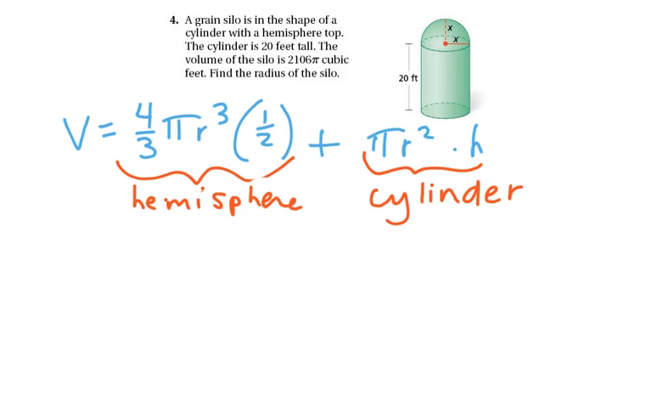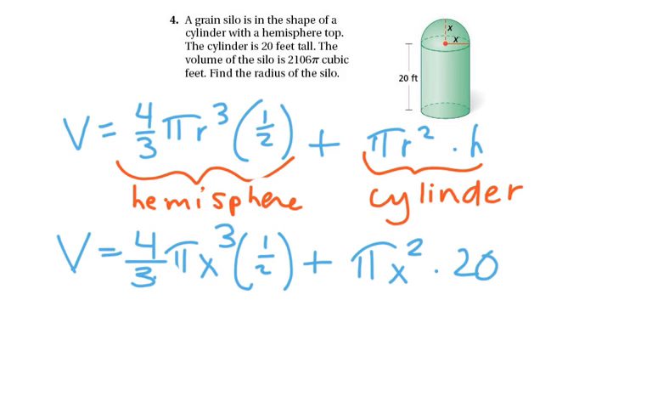Okay, so this problem is telling you that the volume of this silo, which is a hemisphere and a cylinder, is 2,106 pi cubic feet. Just find the radius of the silo, which they've marked as x. So I've got the volume of a hemisphere, which is 4/3 pi r cubed, and I'm multiplying it times 1/2 because it's a hemisphere. And then the formula for the volume of a cylinder. Let's put in the values that we have and simplify it.